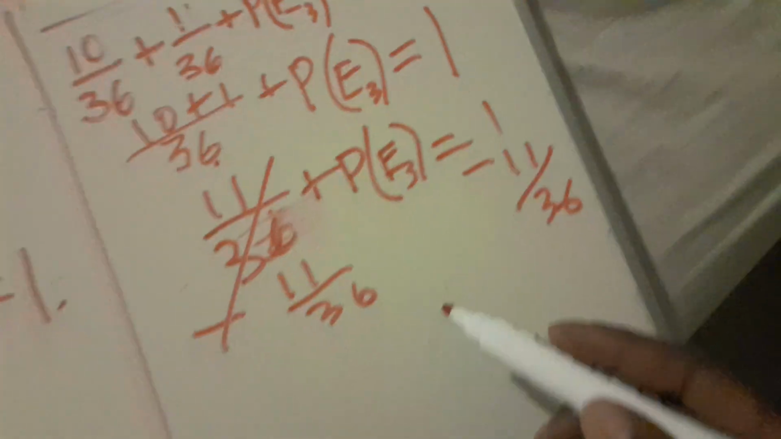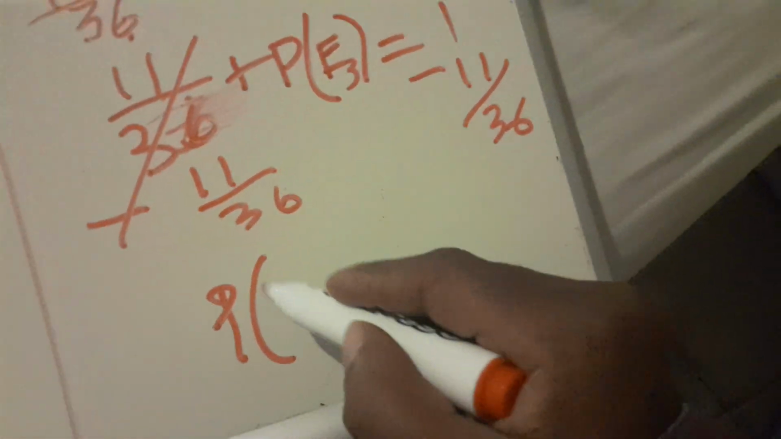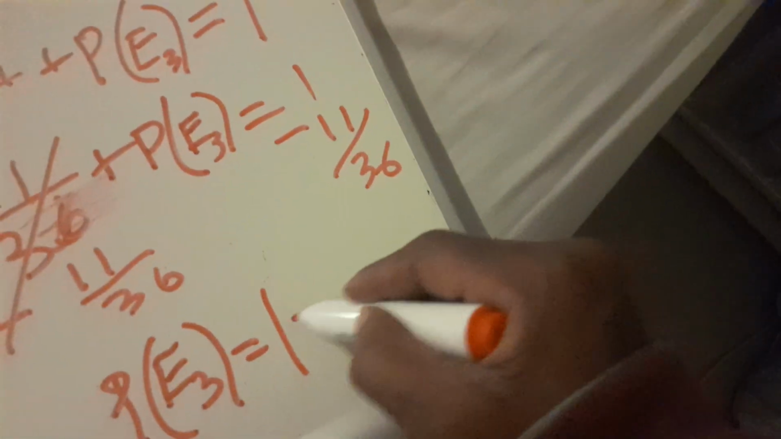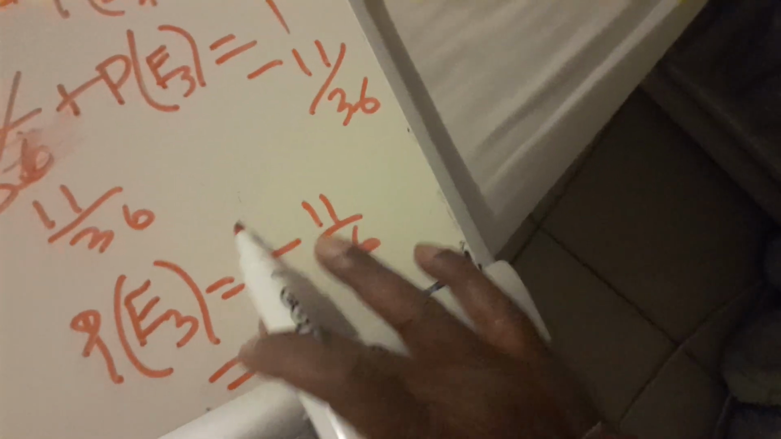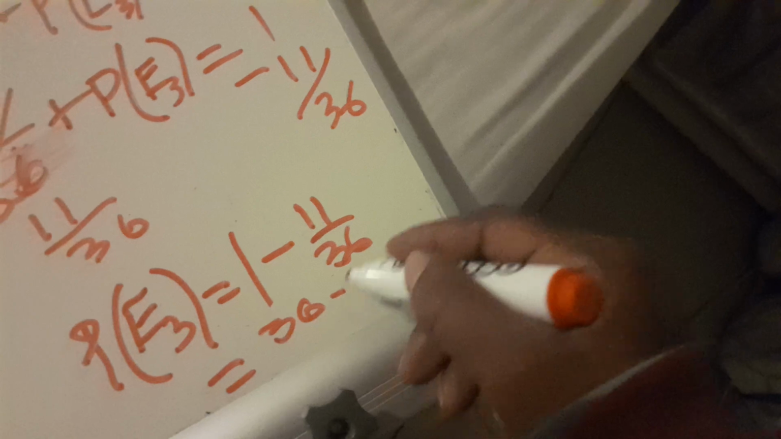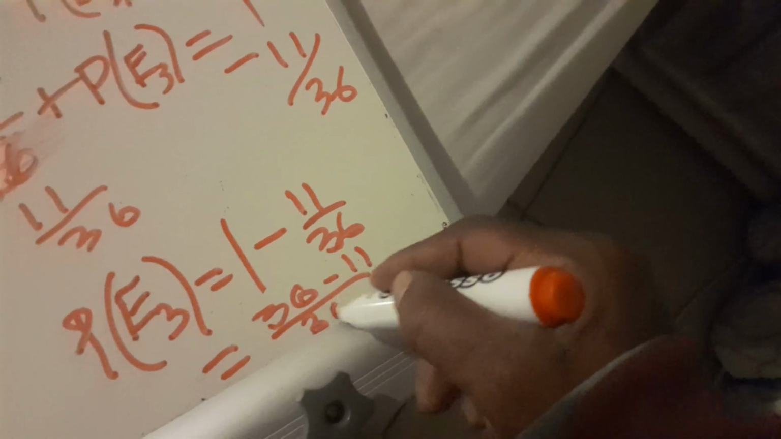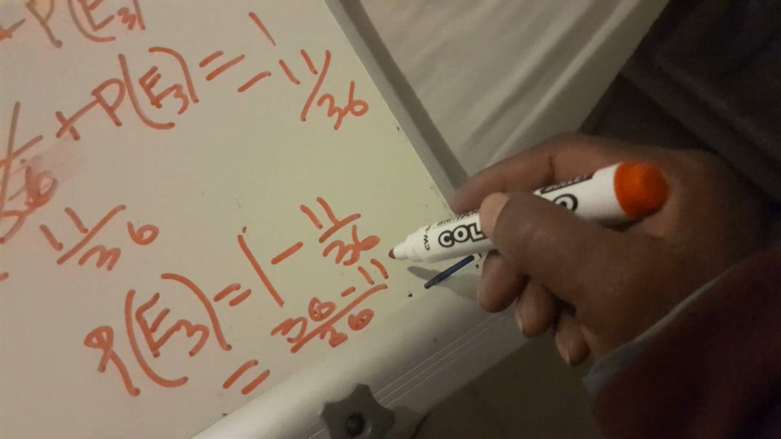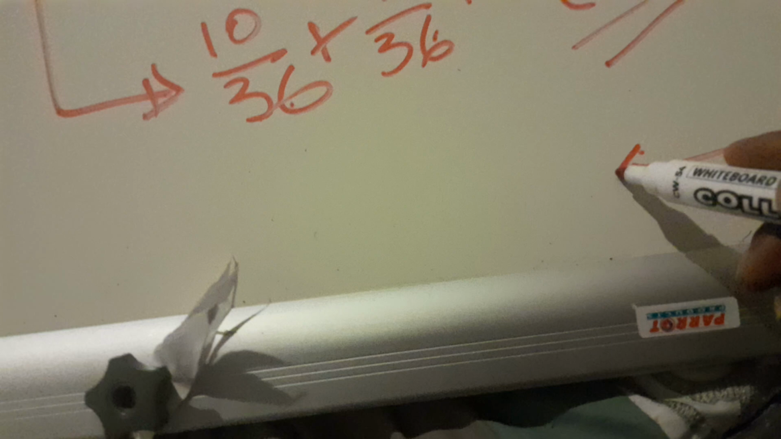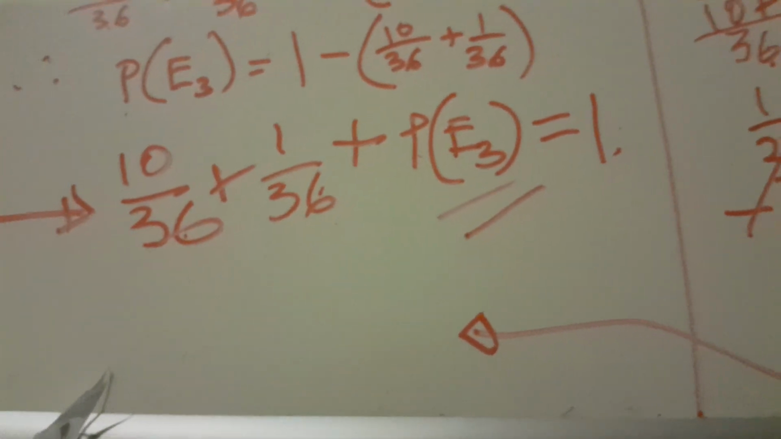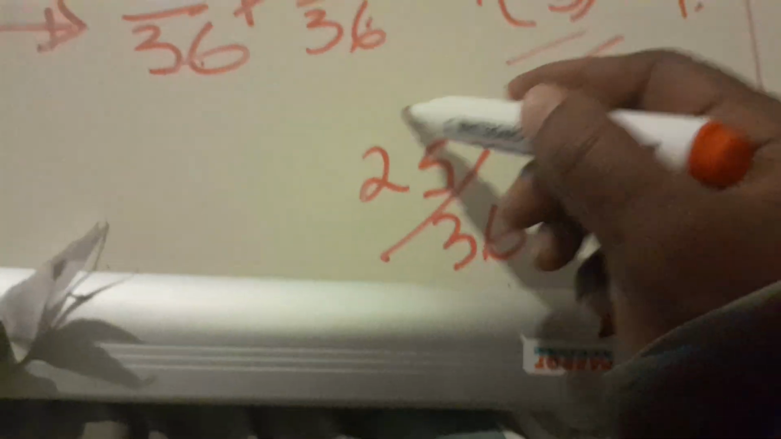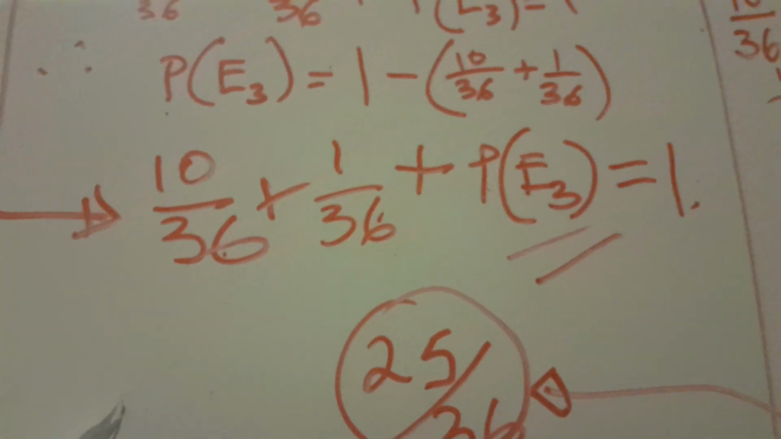This will give me 0, leaving me with what we are looking for, the probability of the third event, which is 1 minus 11 out of 36, which is 36 minus 11 over 36, because 36 over 36 is 1. Take 11 from 36, it gives you the answer as 25, isn't it? Yes, 25 out of 36. That's your answer.